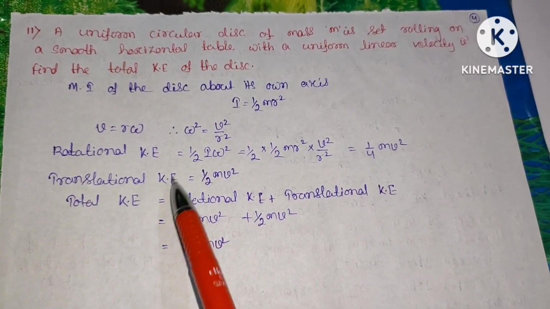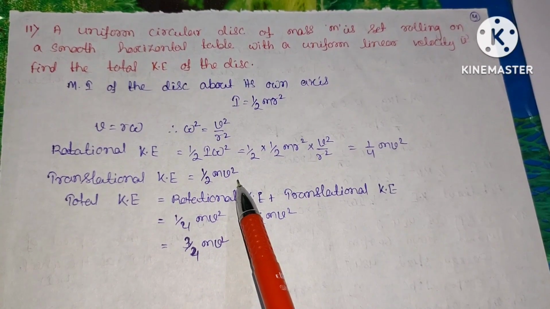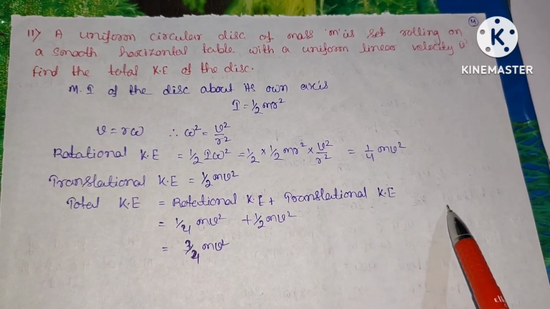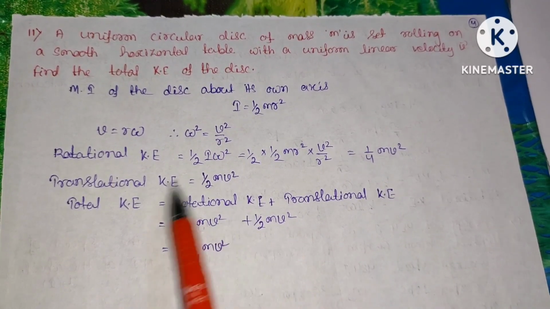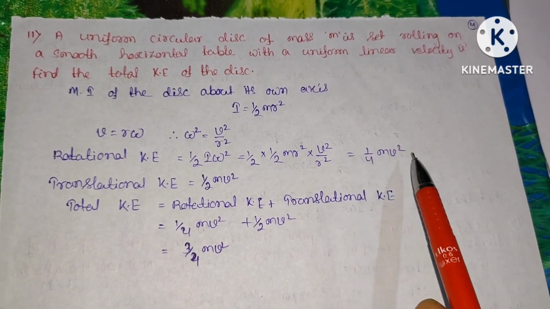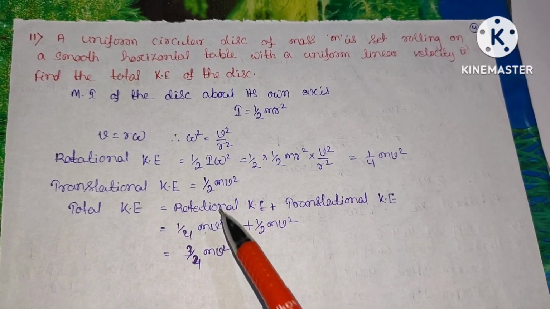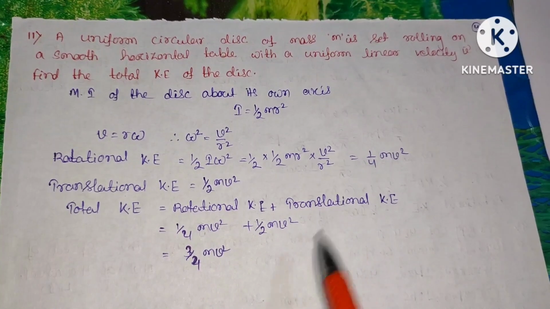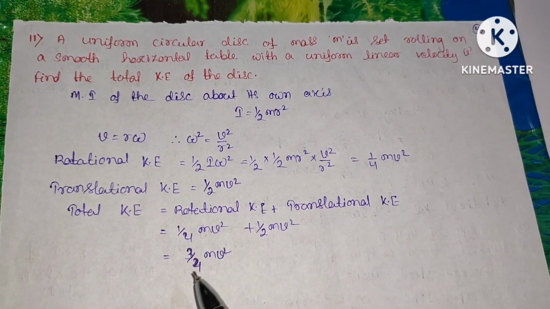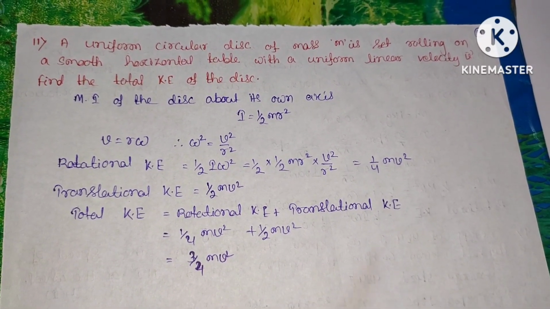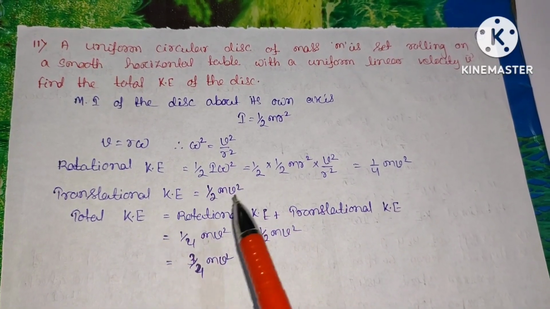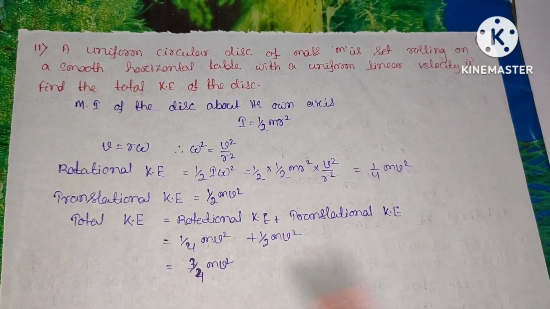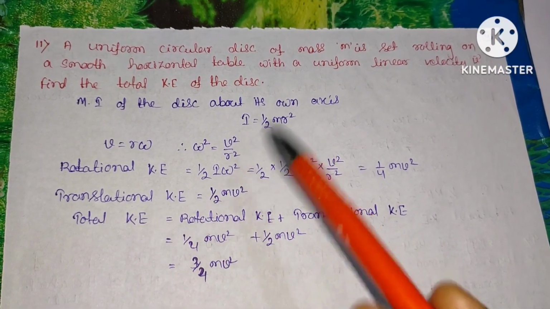Similarly, the translational kinetic energy is half mv square. So the total kinetic energy is rotational kinetic energy plus translational kinetic energy. Rotational kinetic energy in terms of m and v is 1/4 of mv square and translational kinetic energy is half mv square. So after putting the value, we will get 1/4 plus 1/2. This is 3/4 of mv square. So in the option, if it is given in terms of mv, so that we can calculate in terms of mv. Okay. So this is all for today.